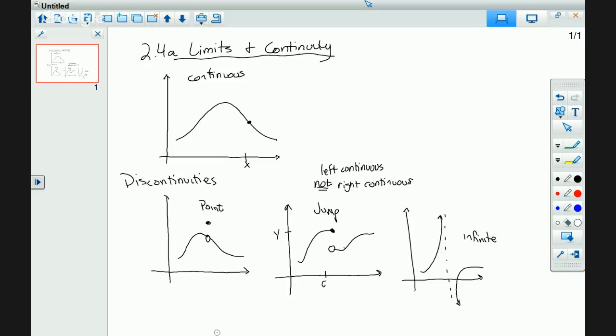Is this left or right continuous? Neither. Now this one. Oh, yeah, so it's continuous in both left and right. How about that? Left, right. No.